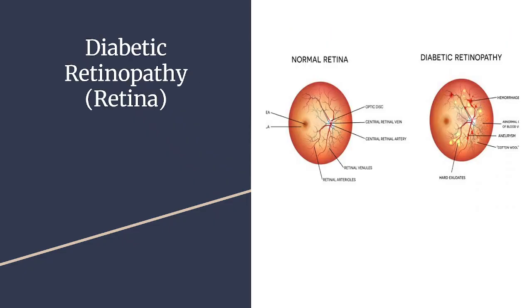Diabetic retinopathy is a complication of diabetes that results from damage to the blood vessels of the light sensitive tissue at the back of the eye, that is the retina. At first, diabetic retinopathy may cause no symptoms or only mild vision problems. Eventually, however, it can result in blindness. Diabetic retinopathy can happen to anyone who has type 1 or type 2 diabetes.